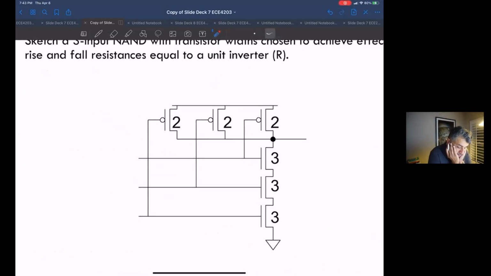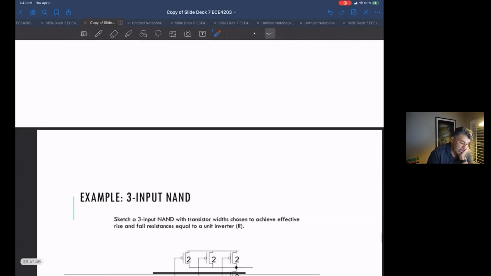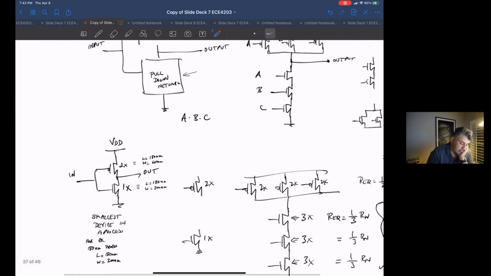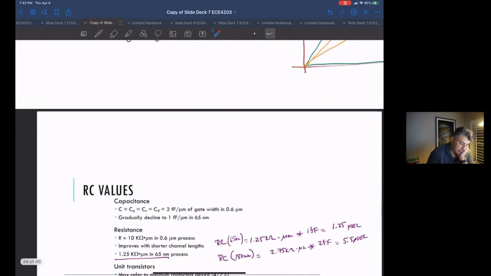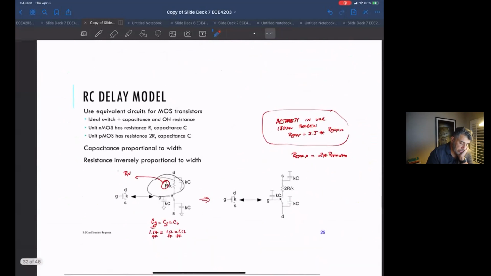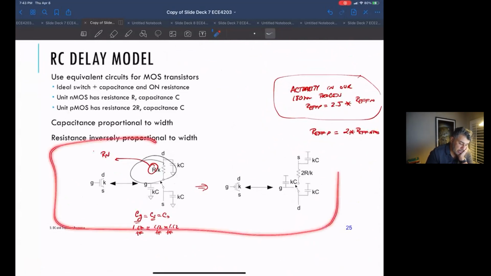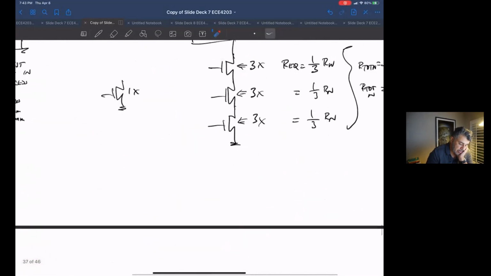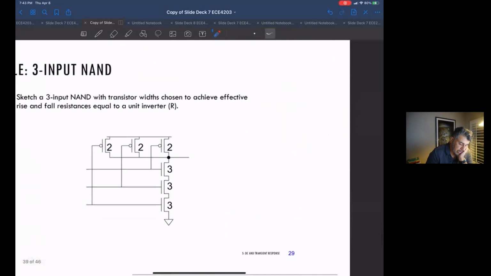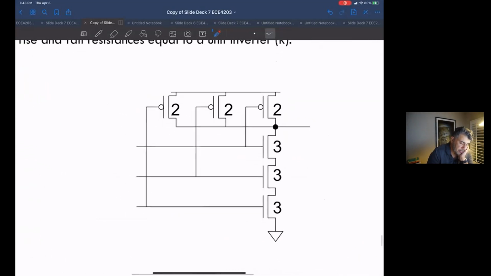You guys gotta focus, because this doesn't require that much focus, but just keep going back to this model, when you're trying to figure out capacitances and resistances. So I'll just overlay it on this one. Let's start with this input.